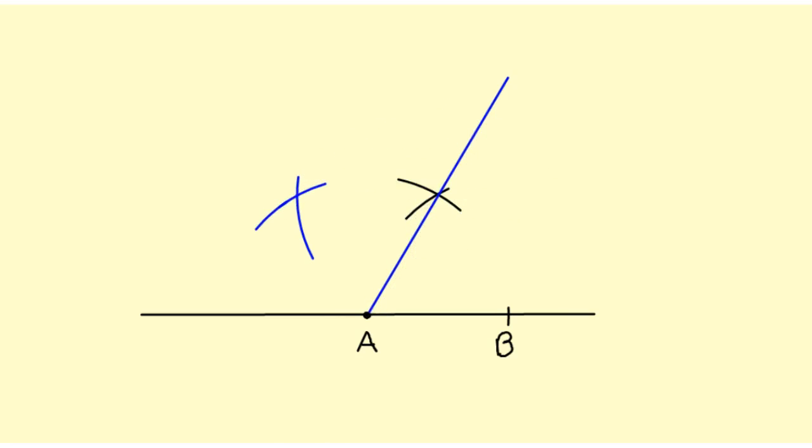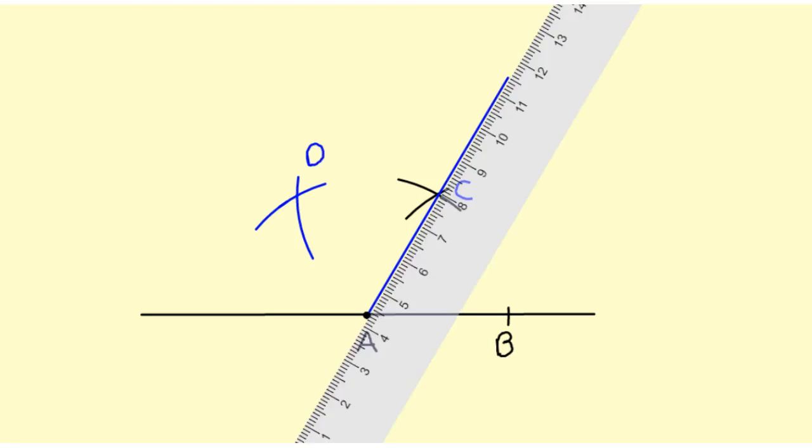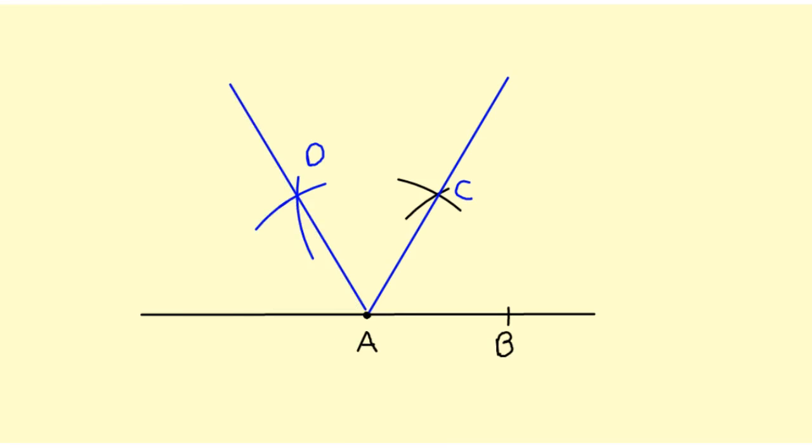I'm going to label this point C and this point D. And I'm going to draw the other side of that triangle as well. And now you can see, if I look at this ray and this ray, the angle right here is 120 degrees.